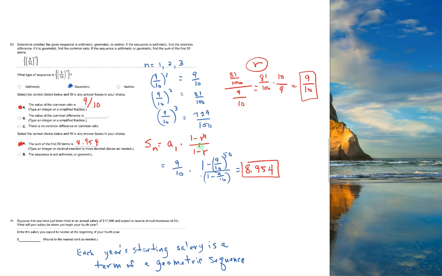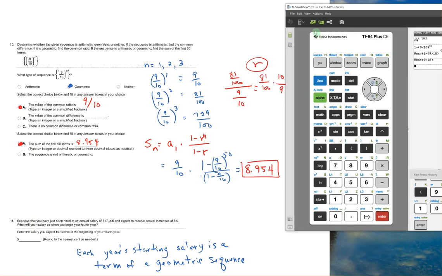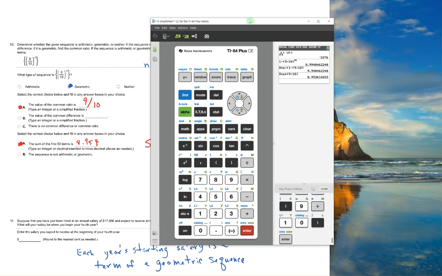Right, so we are going to fill in this formula. We've got a sub 1 is 9/10, that's our first term, times 1 minus r to the nth, because we're doing S sub 50, so n is 50, all over 1 minus 9/10. You do this all in the calculator.